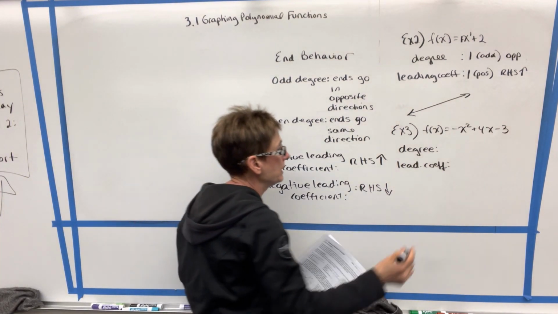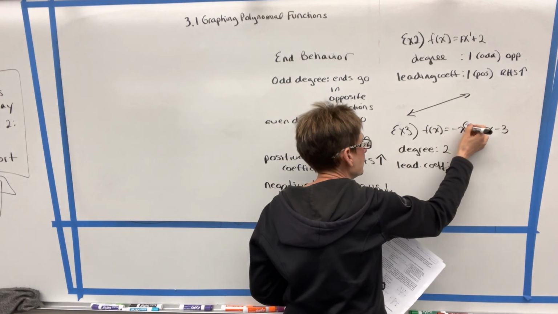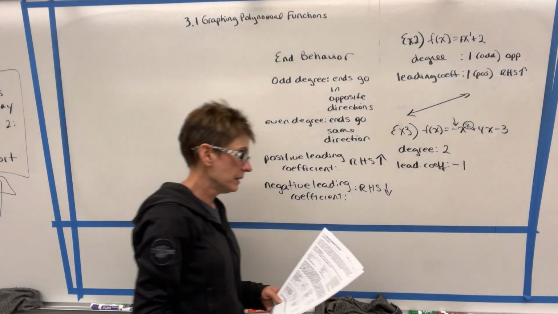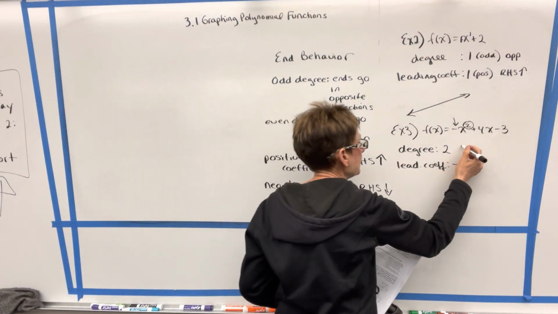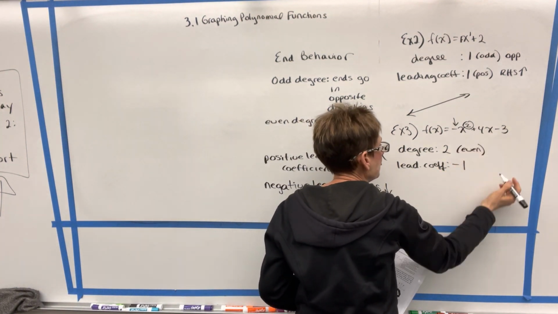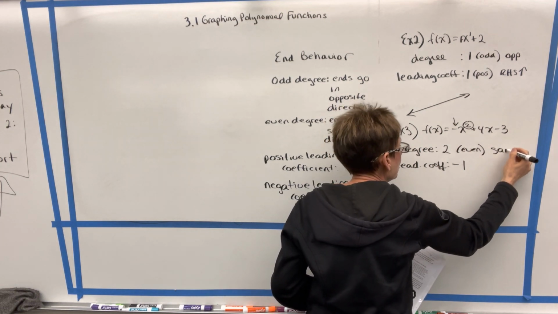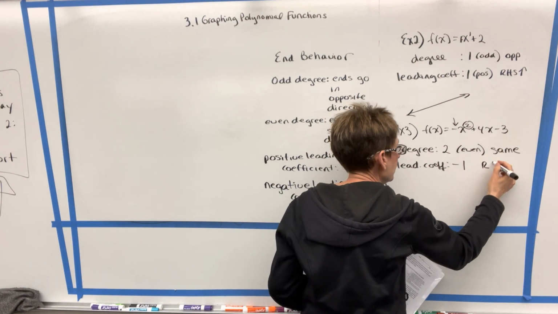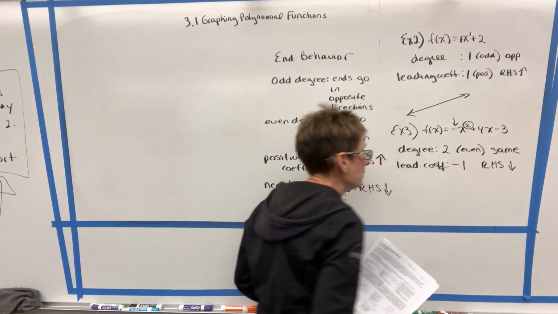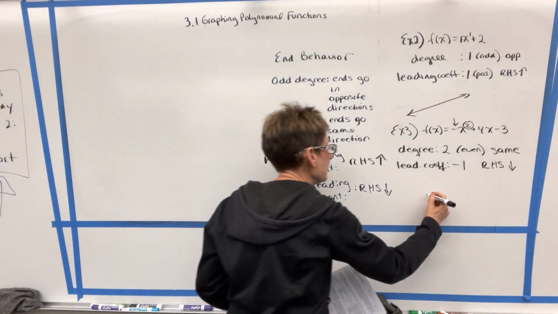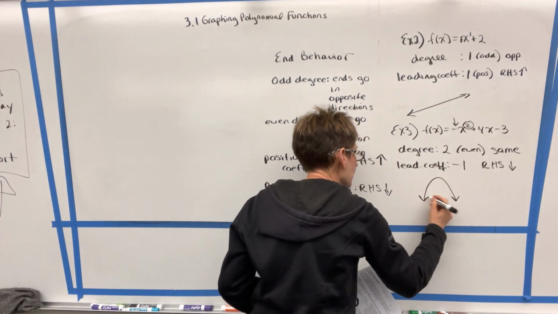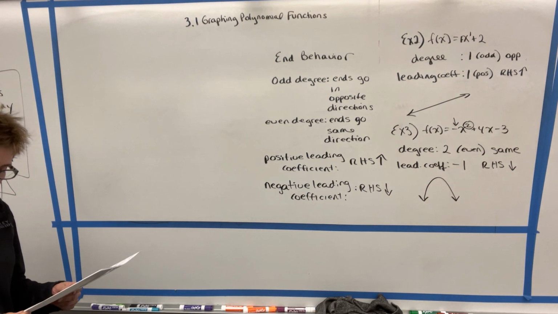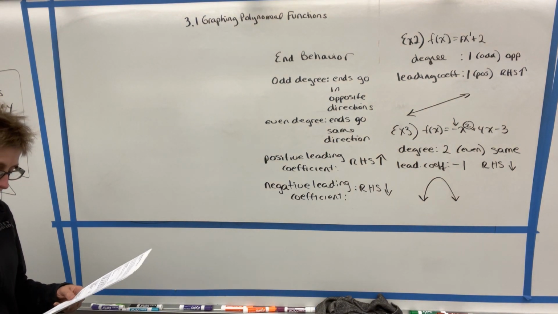All right, the degree should be 2 because of this number right here, and the leading coefficient is negative 1. The degree here is even. That means the ends are going to go the same direction, and since the leading coefficient is negative, the right-hand side is going to go down. This is going to end up being a parabola where the ends go the same direction, and the right-hand side and the left-hand side, because they're going the same way, are both going down.